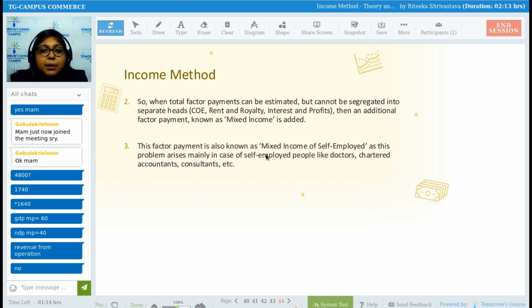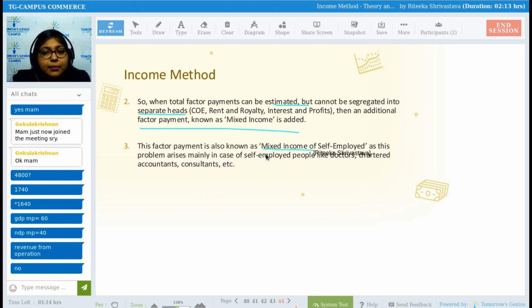Another reason: when total factor payment can be estimated but cannot be segregated into separate heads, an additional factor payment known as mixed income is added. We cannot bifurcate it under any head. We cannot put him under COE, rent, royalty, interest or profit, because he is receiving everything by himself. So I cannot clearly say under which heading I should put him. That is why we came across the new factor payment called mixed income.